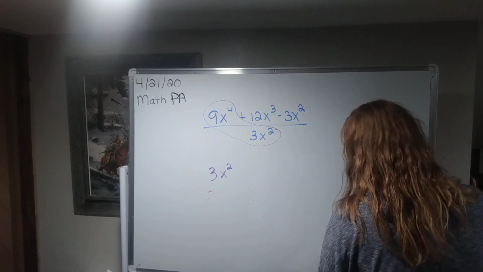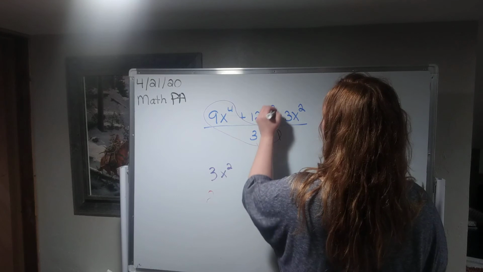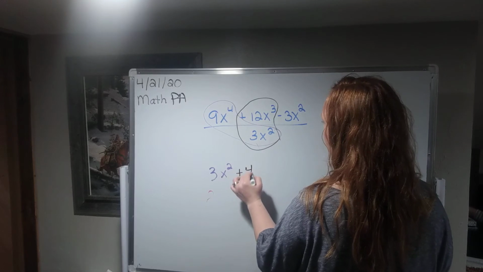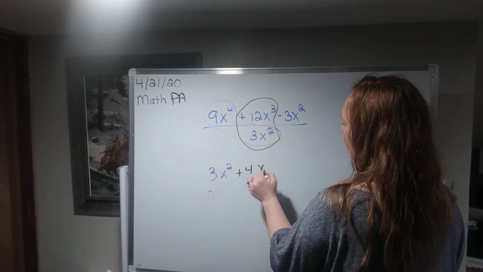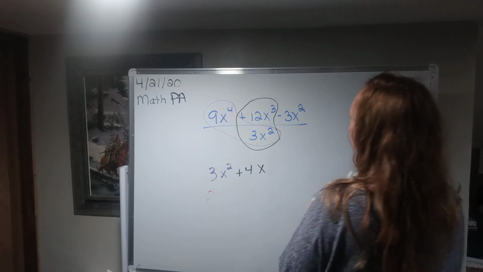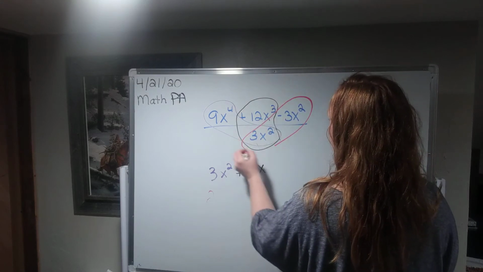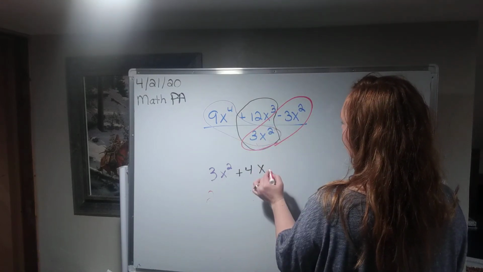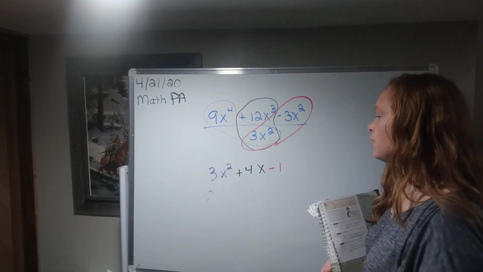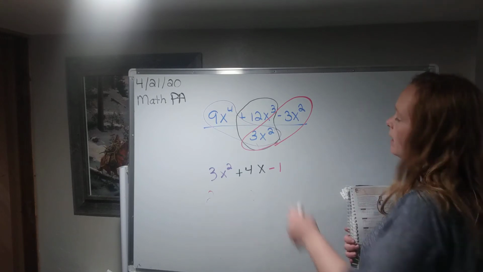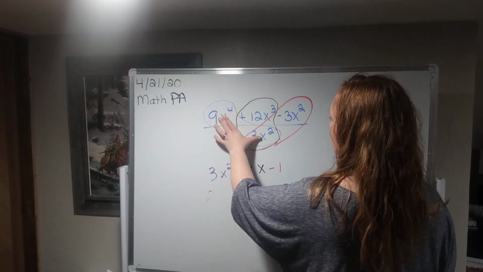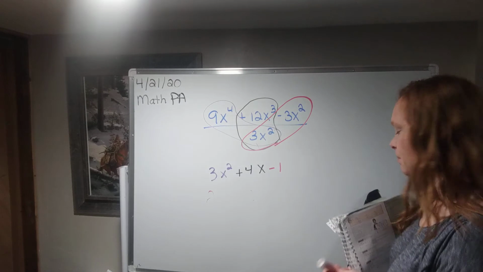Now I want to look at the next problem. 12 divided by 3 is positive 4. 3 minus 2 is 1, so plus 4x. And now I want to look at my next division problem, which is negative 3 divided by 3 equals negative 1. 2 minus 2 is 0, so the x's cancel. So 3x squared plus 4x minus 1. If this confused you, just make sure you write it out like we did the previous problem. Write this problem and this problem out. It'll work out the same way.